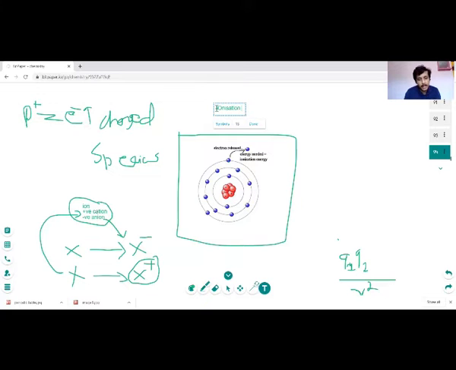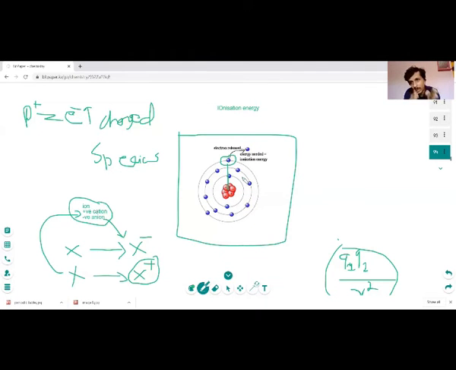Just repeat. Ionization energy. What is it? The energy required to remove the outermost electron of a gaseous atom. That is, you have to overcome this particular energy. There is an electrostatic energy, as I told, Q1 Q2 by R square. You have to apply a certain energy and remove that electron.